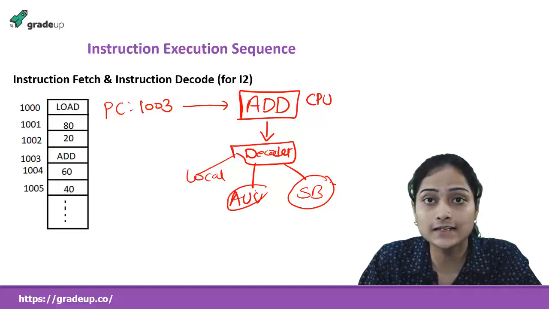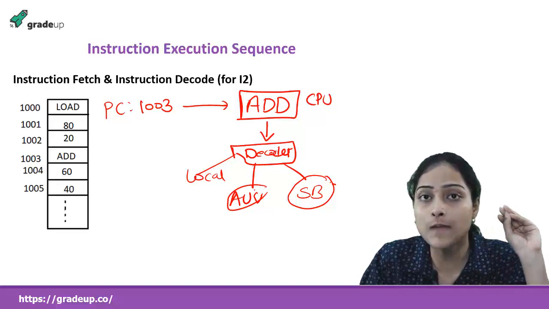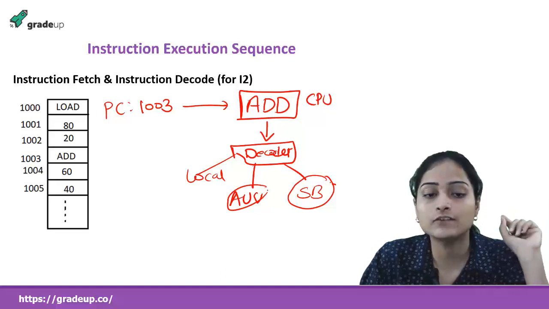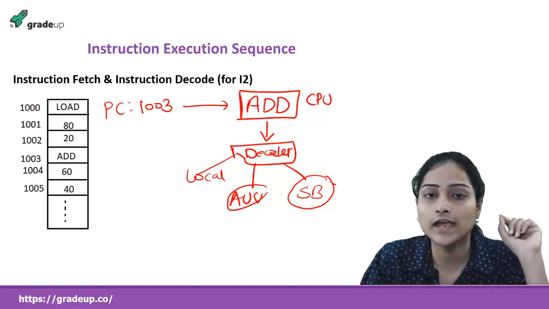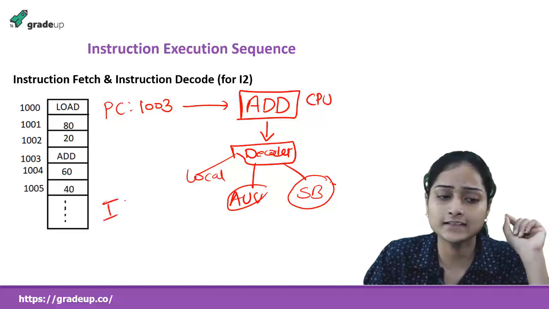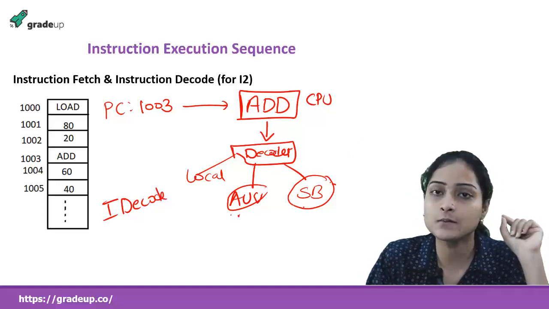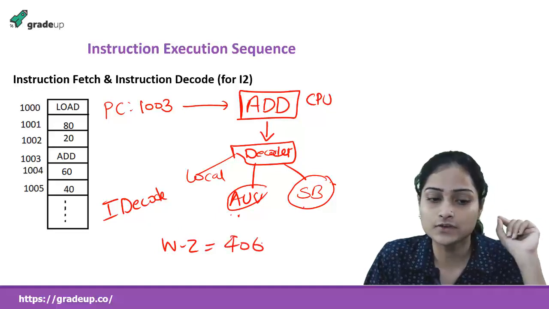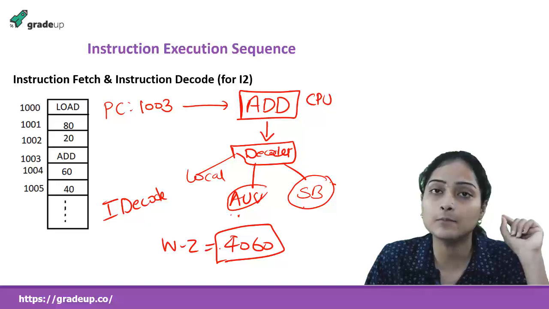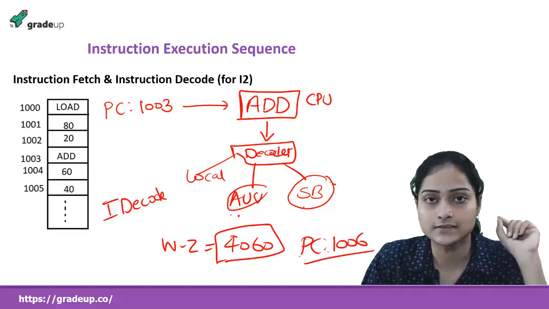Also it will give signal to ALU because it is required to perform some mathematical operation. So it will give two signals: one signal to ALU and one signal to my system bus. In the instruction decode phase, one signal is given to ALU and the system bus will fetch the address 4060 in the WZ register pair, and PC will be incremented to 1006, where the next instruction may be stored.